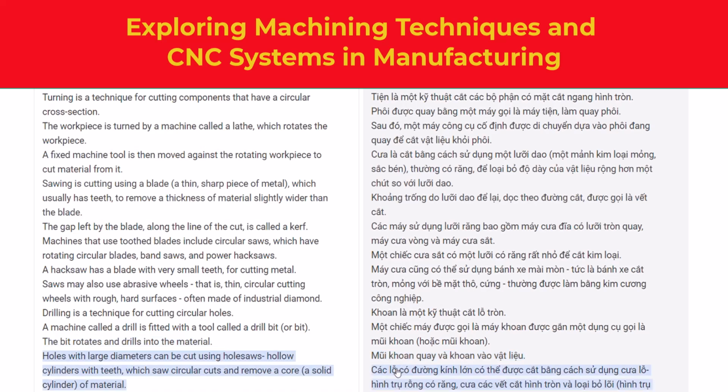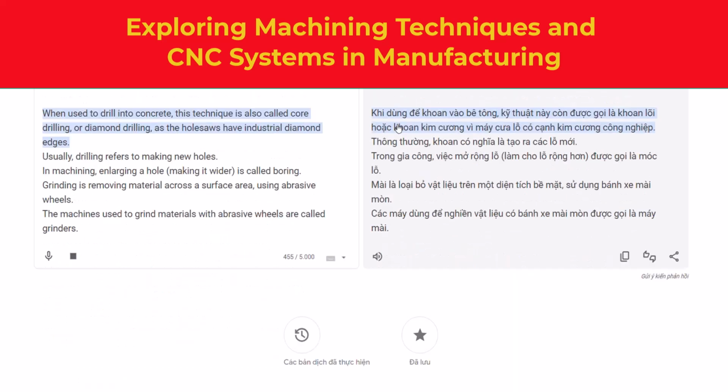Holes with large diameters can be cut using hole saws. Hollow cylinders with teeth, which saw circular cuts and remove a core, a solid cylinder, of material. When used to drill into concrete, this technique is also called core drilling, or diamond drilling, as the hole saws have industrial diamond edges. Usually, drilling refers to making new holes.